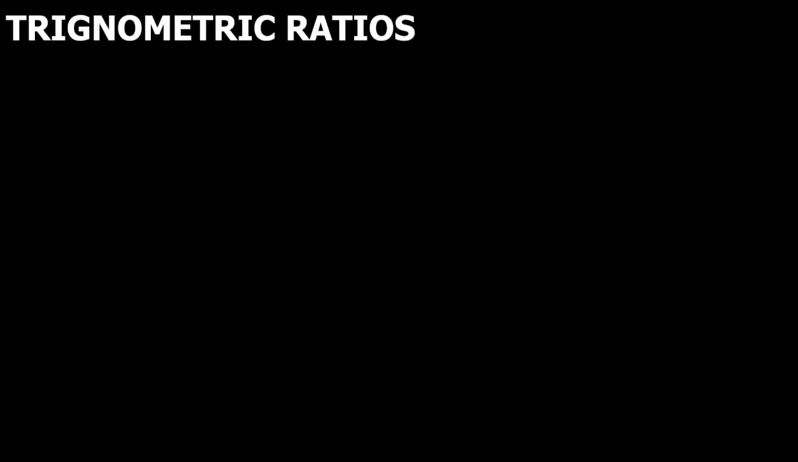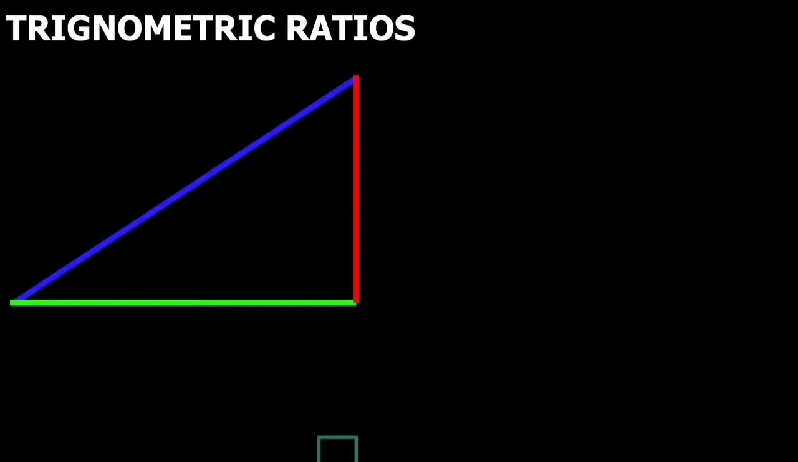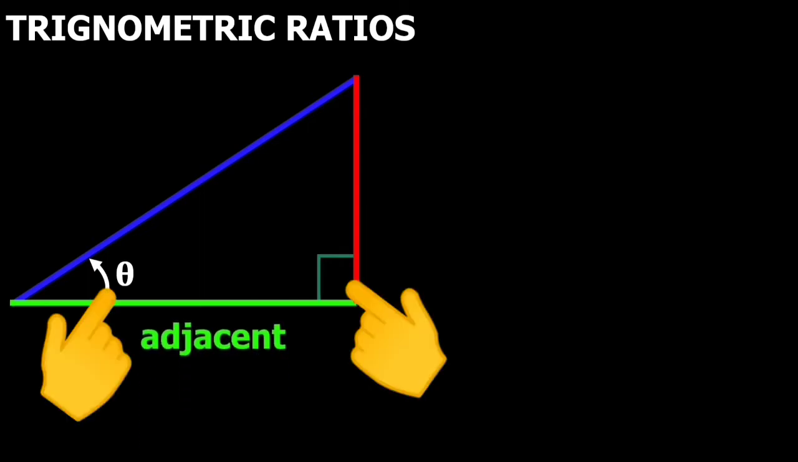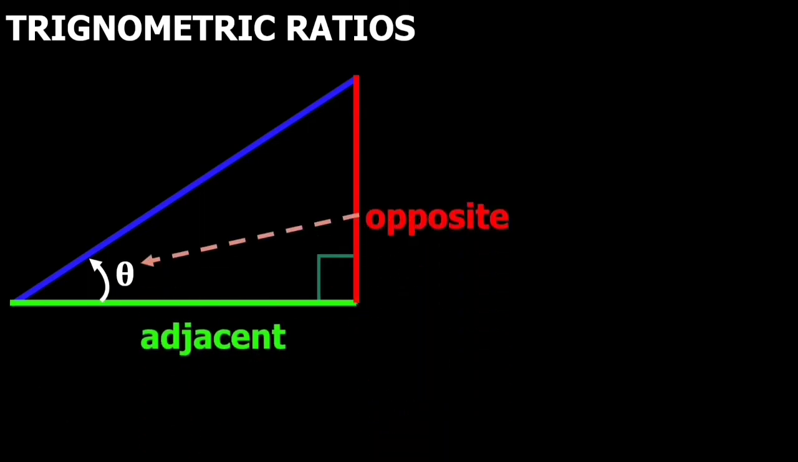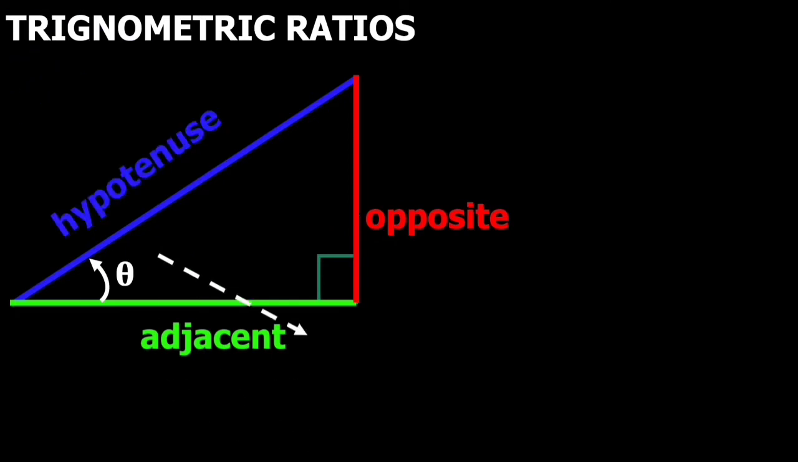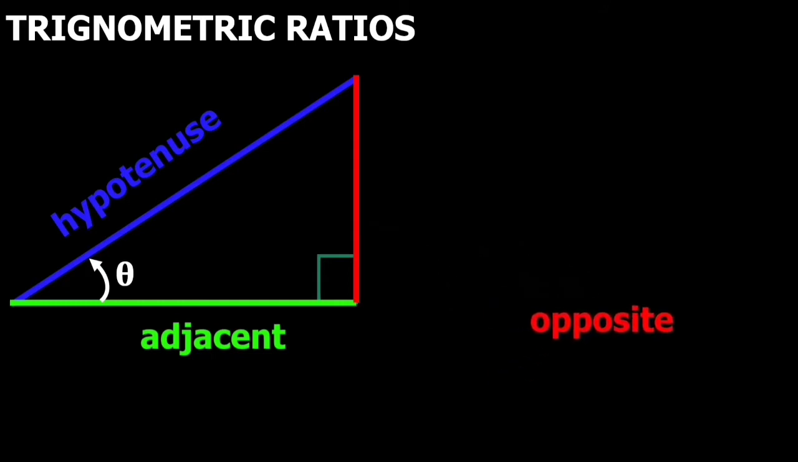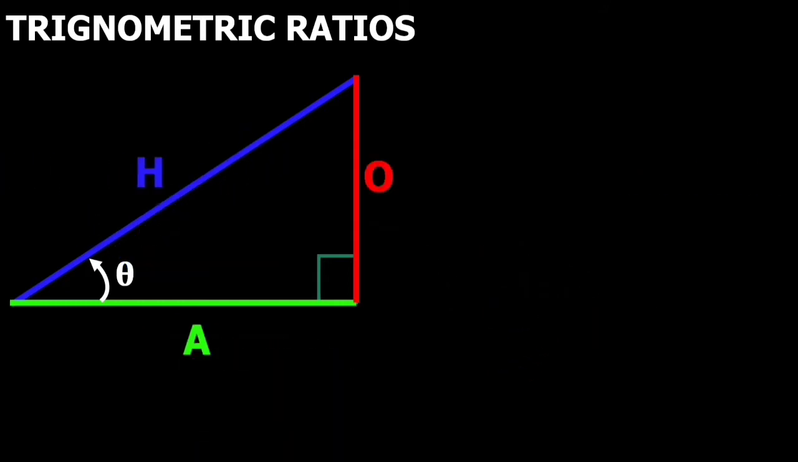So the trigonometric ratios are then based on this relationship between the ratio of any two sides of a right-angled triangle. The adjacent side is the side that has the right angle and the reference angle. Opposite side, opposite the reference angle. The hypotenuse is always the largest side and is opposite the right angle. Sometimes we just like to use letters instead.